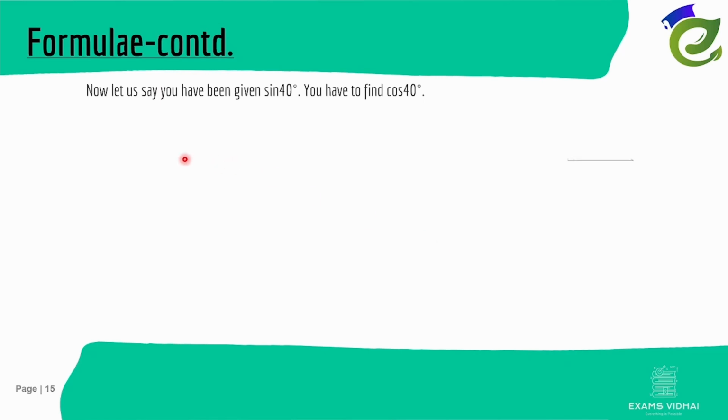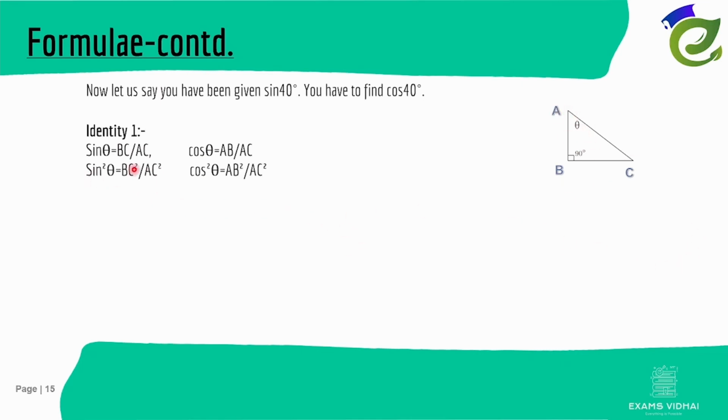of the identity. So given here is a triangle ABC right angled at B. So first identity, now let us first calculate the ratios. Sin theta equal to BC by AC, and cos theta equal to AB by AC, right? So now what will be sin squared theta? Sin squared theta equal to BC squared by AC squared, and cos squared theta is equal to AB squared by AC squared. So now we add these two ratios.